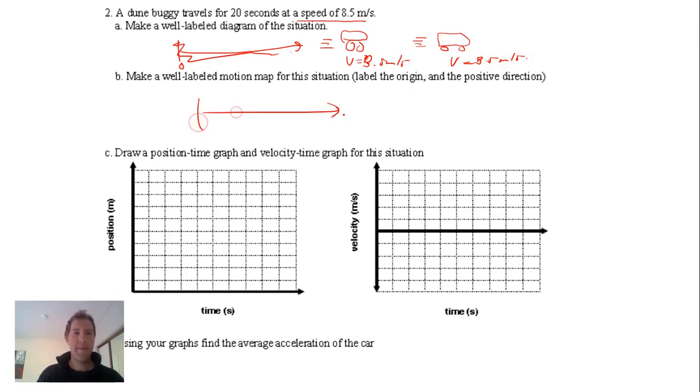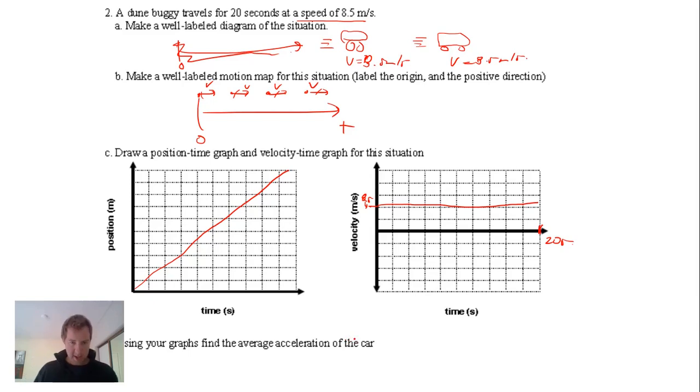My motion map is there because it's there to just get an understanding and to really get these positives and negatives in the right direction. Velocity doesn't change. Position time graph. Wow, our velocity is not changing. We're going at a steady speed, so it's a straight line. Our velocity is not changing, so we can go like this. I can put some numbers on these as well. It's 8.5. That is, and it goes for 20 seconds.